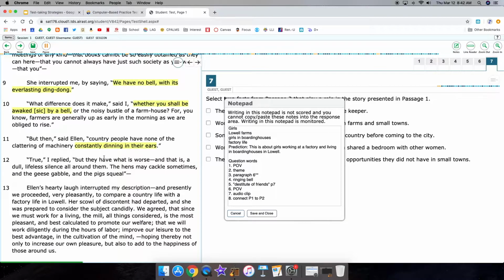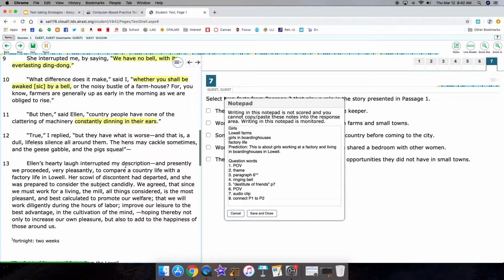True, I replied, but they have what is worse, and that is a dull, lifeless silence all around them. The hens may cackle sometimes, and the geese gabble, and the pigs squeal. Ellen's hearty laugh interrupted my description, and presently we proceeded very pleasantly to compare a country life with a factory life in Lowell.